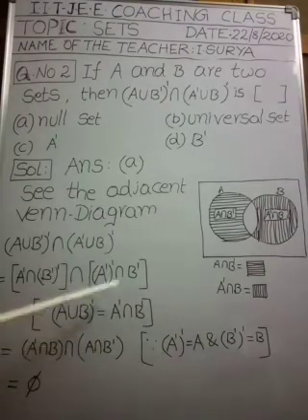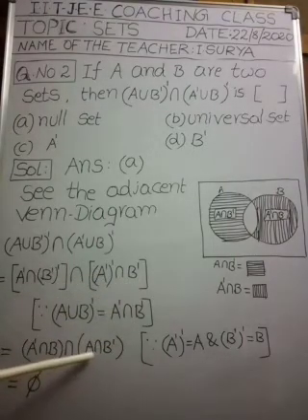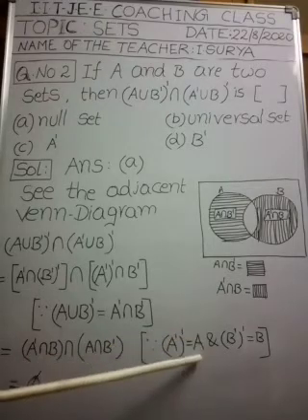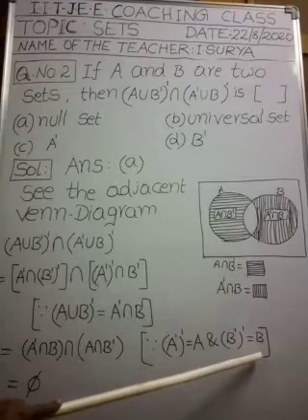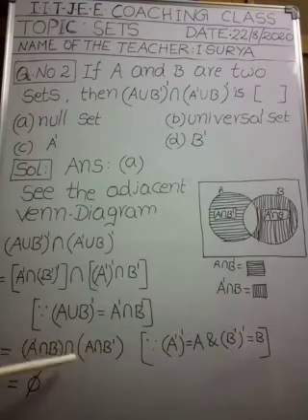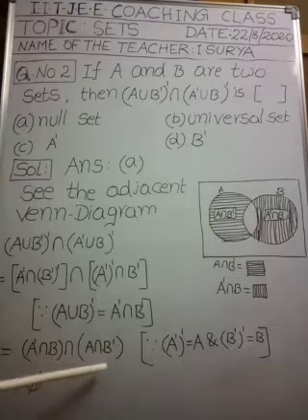So A intersection B dash. Understood this part, my children? Because A dash whole dash is equal to A and B dash whole dash is equal to B. By using these two formulae, we got this step. Understood this step, my children?